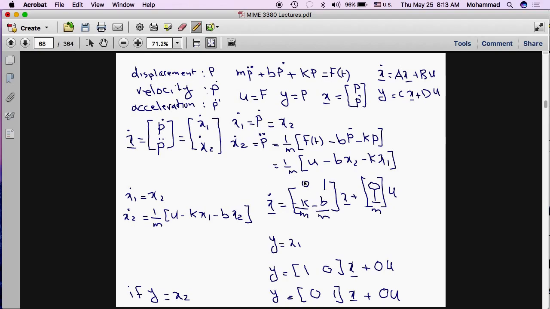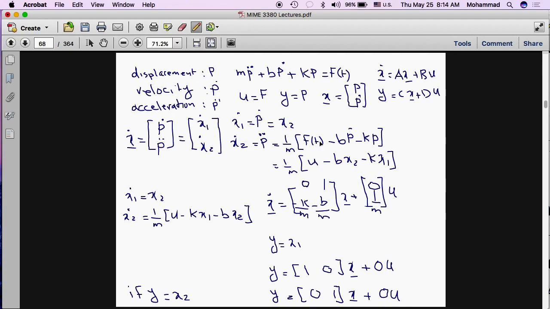So by simply having this first row as 0, 1, which then gets multiplied by x, you simply say x1 dot is equal to x2, and there is no u involved, so the first row of matrix B is also 0. So simply by looking at this equation that x1 dot is equal to x2, you found the first row of both matrix A and matrix B.